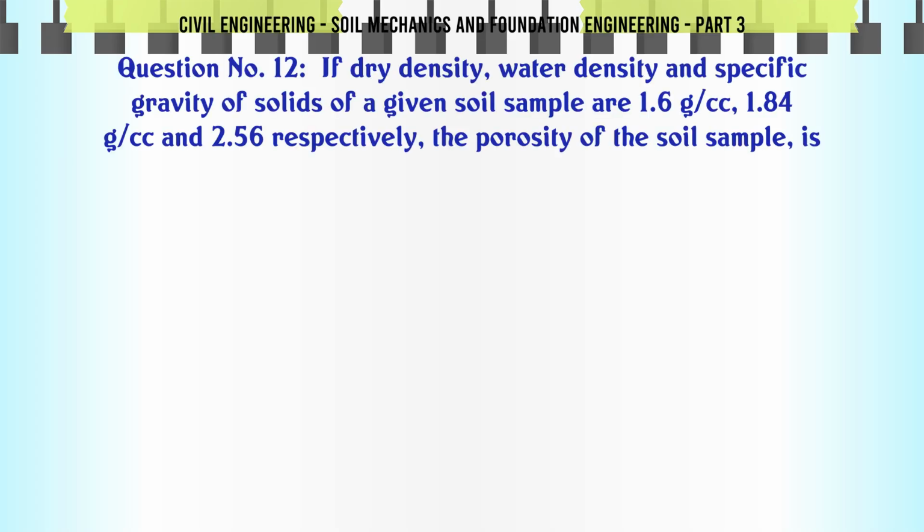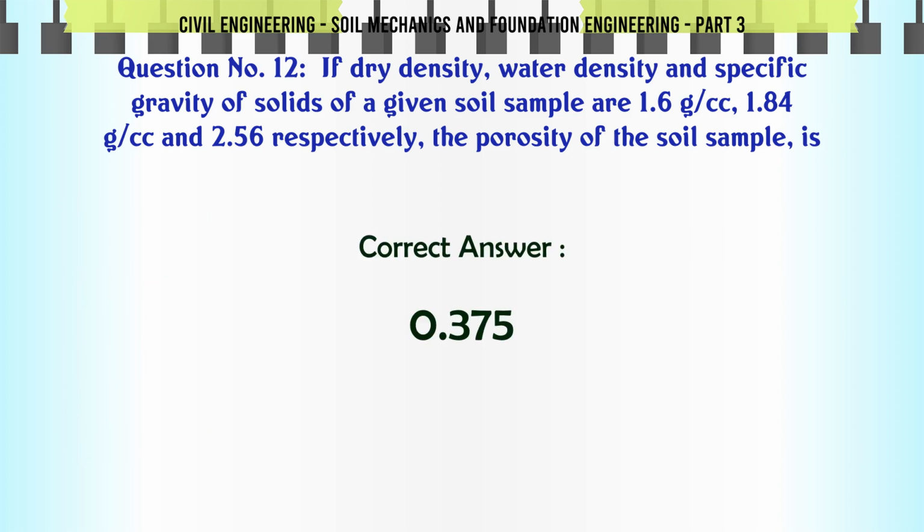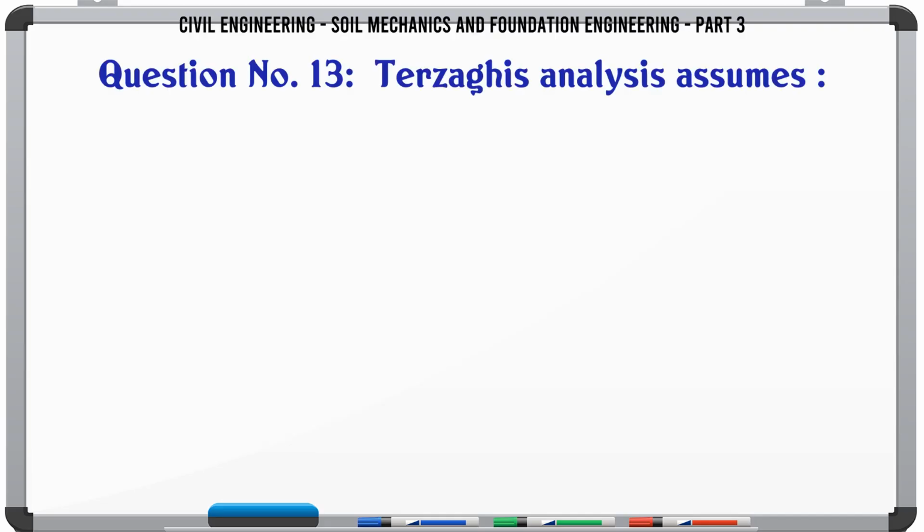If dry density, water density, and specific gravity of solids of a given soil sample are 1.6 g/cc, 1.84 g/cc, and 2.56 respectively, the porosity of the soil sample is A. 0.375, B. 0.370, C. 0.380, D. 0.390. The correct answer is 0.375.